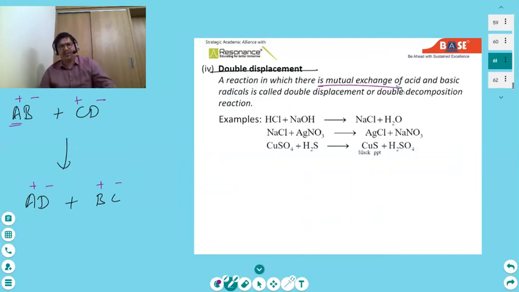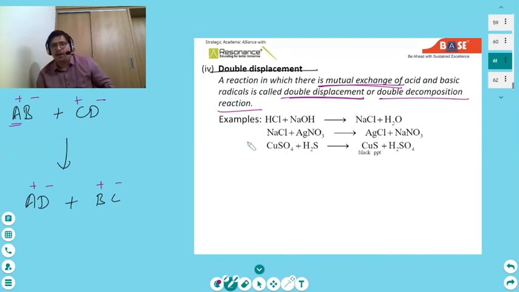Why do they decide? Because of stability. When we teach you kinetics and thermodynamics, you will learn there. So a reaction in which there is a mutual exchange of acid and basic radicals, acid and basic radicals I have done for you, you know that, is called a double displacement or double decomposition reaction. In simple terms, a compound where the positive and negative ions of two salts switch their position in aqueous solution.